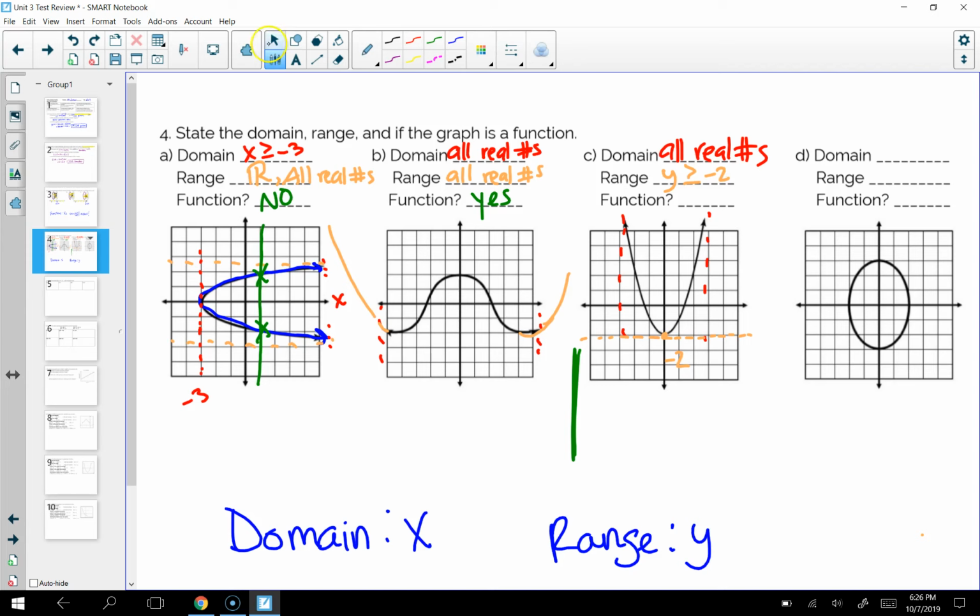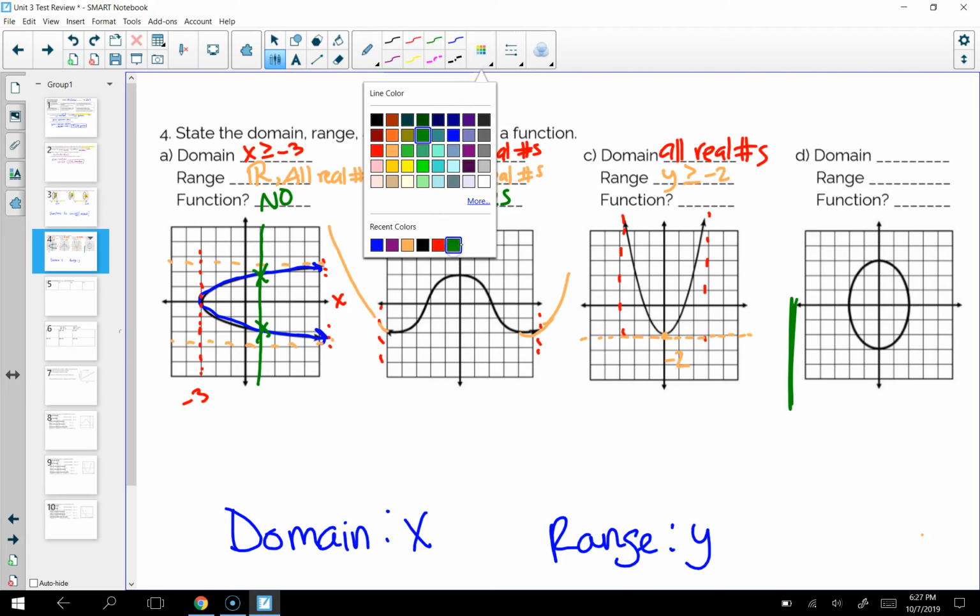Alright, is this a function? Well, let's use my vertical line test. There's my vertical line. If I pass this through my parabola, notice it never touches it more than once. So this one is going to be a function. So this is a yes.